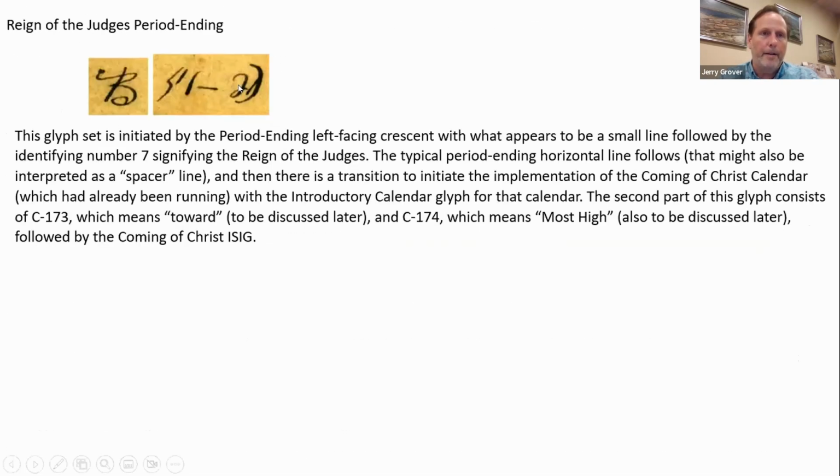And so you have the period of the reign of the judges ending, and then this is actually, which kind of is a towards the Most High, which is actually talked about in the Characters document. It's kind of reflecting Christ, and that's the coming of Christ calendar. So this glyph section in the Characters document is talking about the transition going from one calendar to the other. And then after this is implemented, all the dates are in that form and have that ISIG, as I talked about, that introductory glyph. So each of the dates corresponds. After that, they use this.